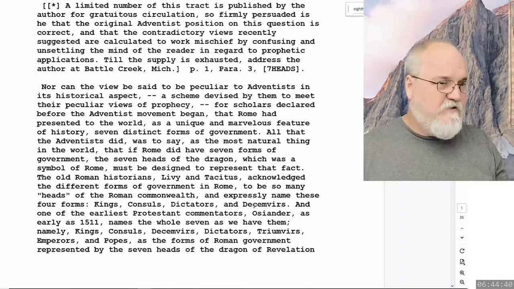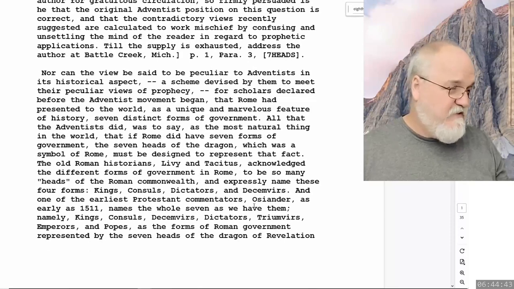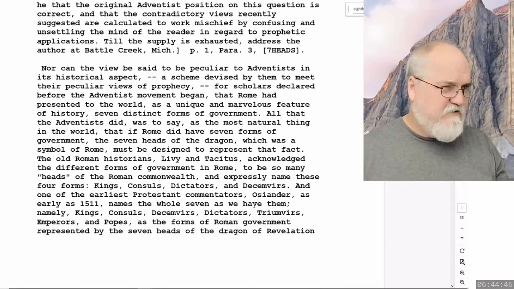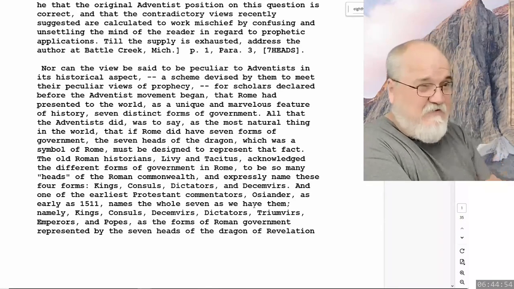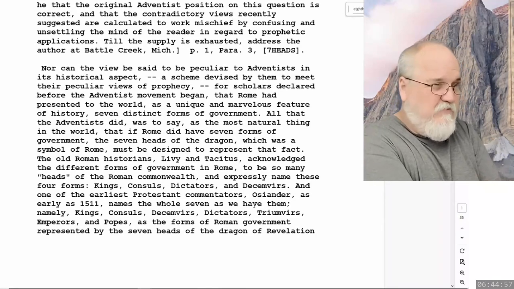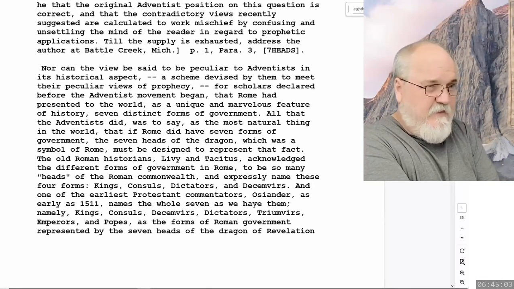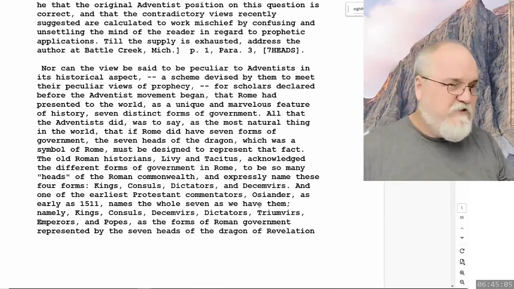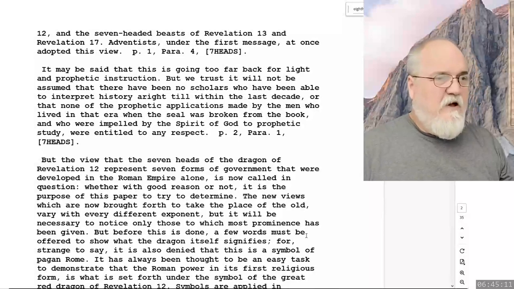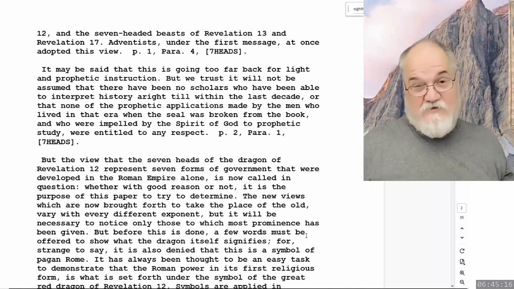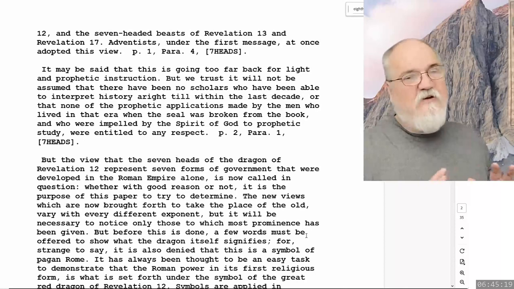But we know that the list of these has been sometimes debated exactly how to name it, but basically, kings, consuls, decemvirs, dictators, triumvirs, emperors, and popes. So that would be generally the list, as the forms of Roman government represented by the seven heads of the dragon of Revelation. So we talked about that before. Now, we're going to look at the pioneer's view, but we're not going to stop there, right?